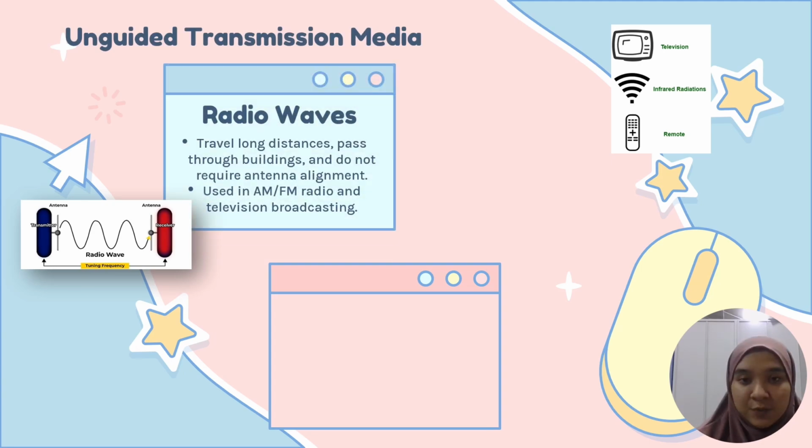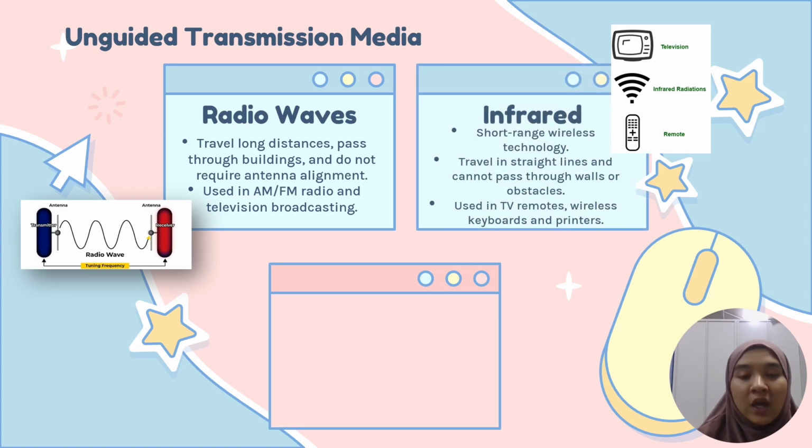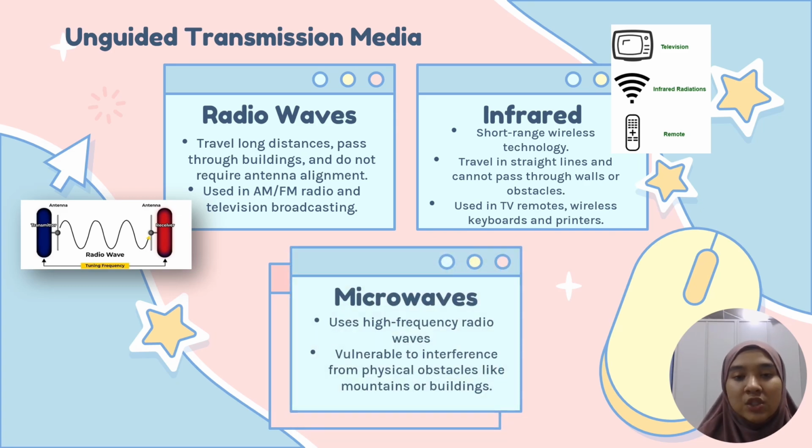For unguided transmission media, we have radio wave. Radio wave can pass through obstacles and travel long distances. It is mostly used in radio, which is AM or FM radio. After that, we have infrared, which is a short-range wireless technology, and it is mostly used in TV remotes and also in wireless keyboards. Lastly, we have microwave, which uses high frequency radio waves, and it can pass through obstacles like mountains or even walls.